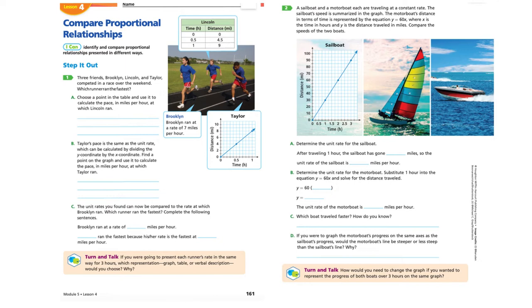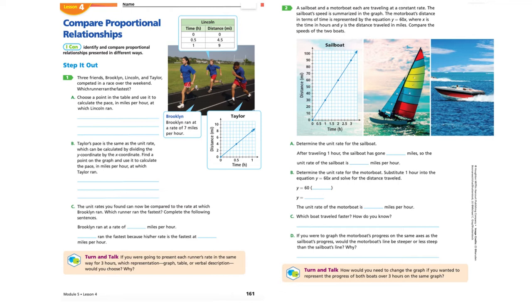Three friends, Brooklyn, Lincoln, and Taylor, competed in a race over the weekend. Which runner ran the fastest? A. Choose a point in the table and use it to calculate the pace in miles per hour at which Lincoln ran. So they show Lincoln's information in this table. Brooklyn, they just tell you she ran at a rate of 7 miles per hour. So they give you her unit rate, and that's all they really tell you. And then Taylor, they give his information in this graph here. So they show you the three different modalities or ways of presenting information.